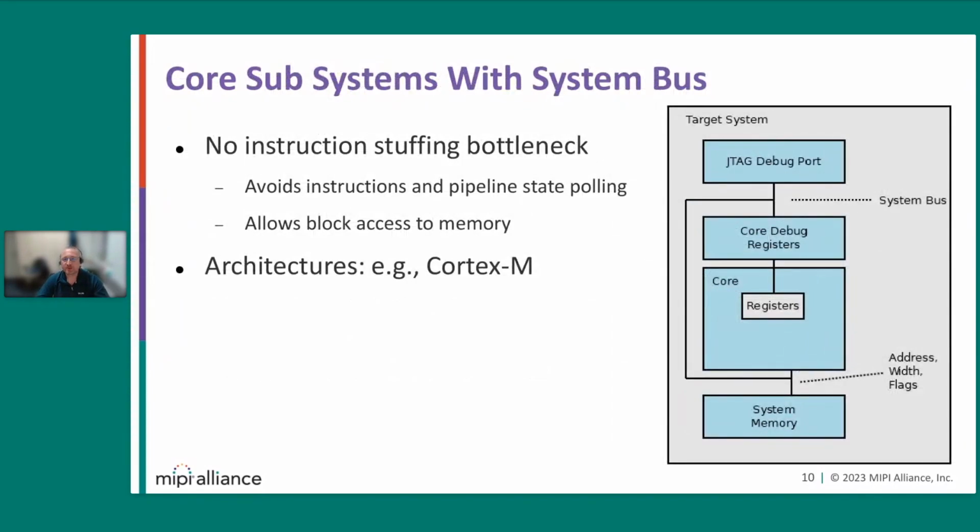Another type of system does not need a debug bus that is used for instruction stuffing. Core registers are mapped directly to peripheral registers. The debugger does not need to control the pipeline of the core to execute instructions to access the core registers or system memory. This method enables fast block access to system memory due to the omission of single instructions word by word. A typical architecture is, for example, Cortex-M.